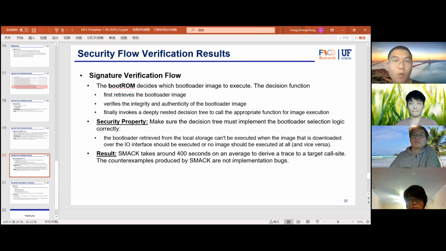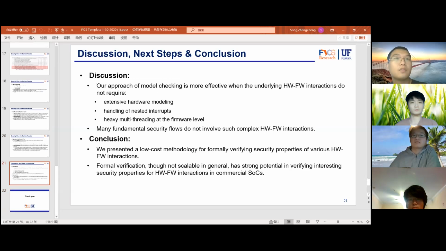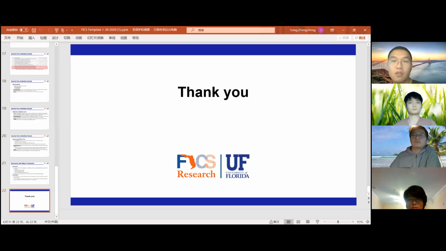As we said before, this paper presents a low-cost methodology for formally verifying security properties of various hardware-to-firmware interactions. Although our model checking is based on simple abstractions, it still reflects that formal verification has strong potential in verifying the security properties of hardware-to-firmware interactions in the future. And that's all of our presentation. Thank you so much for listening.